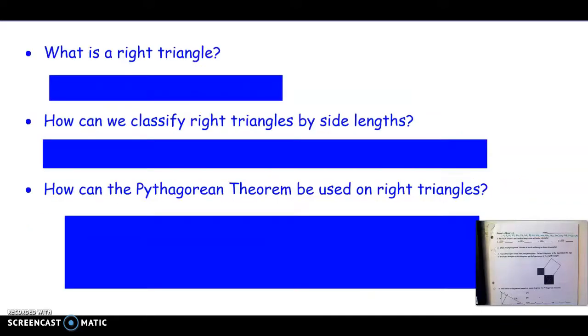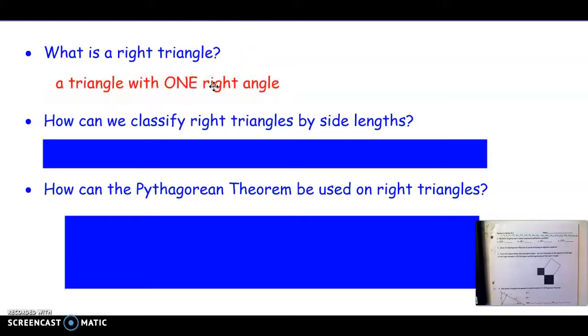So, first of all, we need to make sure we understand what a right triangle is, and we should know at this point that it just means a triangle that contains one right angle. Remember, a triangle cannot contain more than one right angle since the three angles have to add up to 180 degrees. So if you have a right angle, that leaves 90 degrees for the other two. Obviously you can't have a 0-degree angle, so one right angle is the most that you can have.